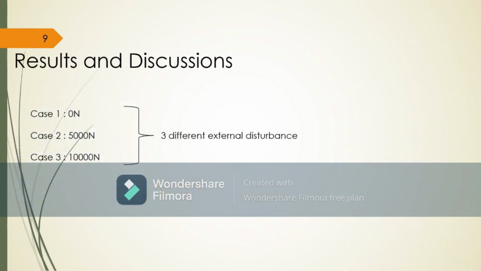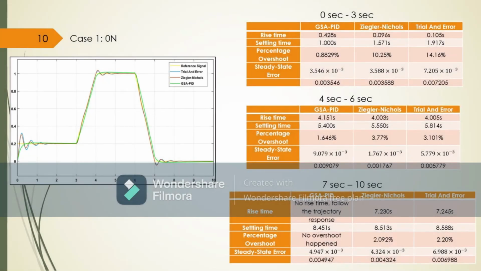In order to analyze the performance of the controller, three different external disturbances are injected into the system. First is 0 Newton for case 1, second is 5000 Newton for case 2, and third is 10,000 Newton for case 3. When no external disturbance is injected into the system, the GSA PID has achieved more precise performance compared to the trial and error and synchronous method.